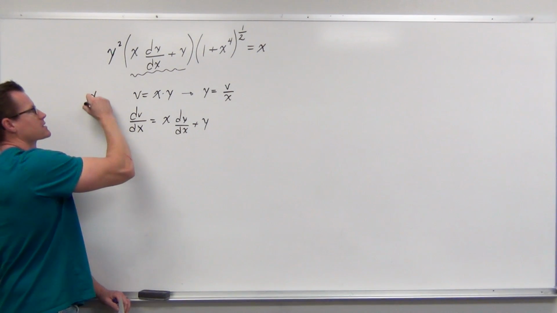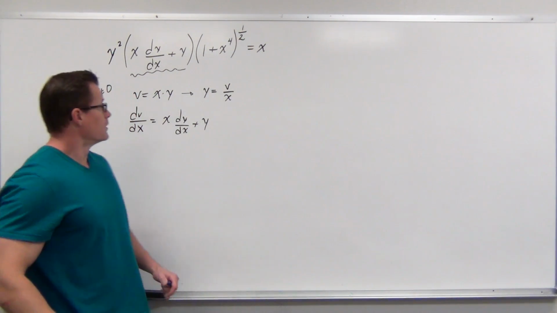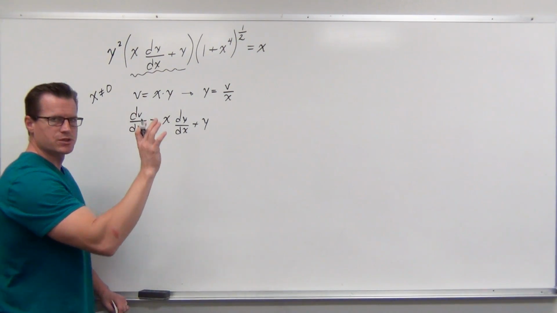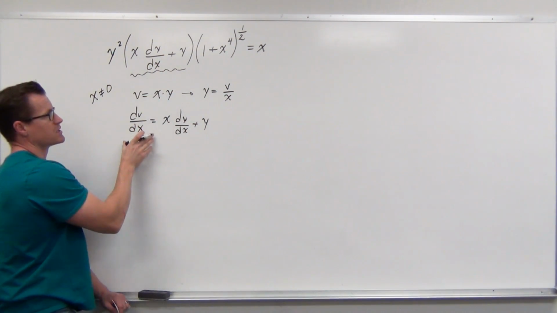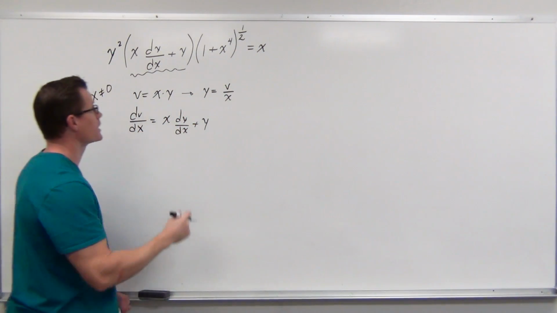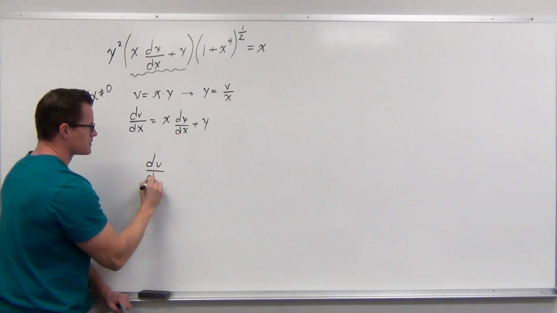As long as x does not equal 0, we should be able to do that. Let's go ahead and make our substitution. I'm going to do it in 2 different parts. I'm going to replace this with just dv dx. I'm going to leave all this alone. X is fine. X is our independent variable. That's okay. So this piece becomes dv dx.